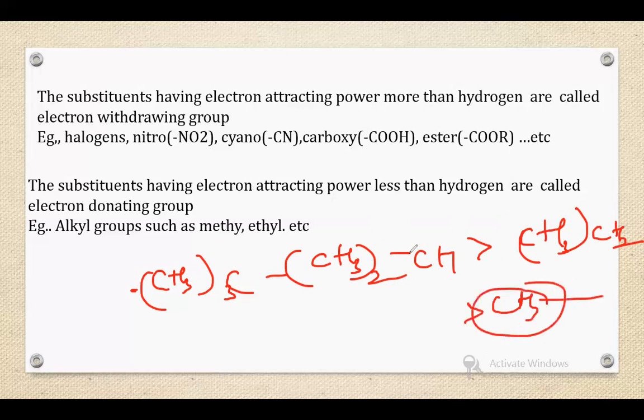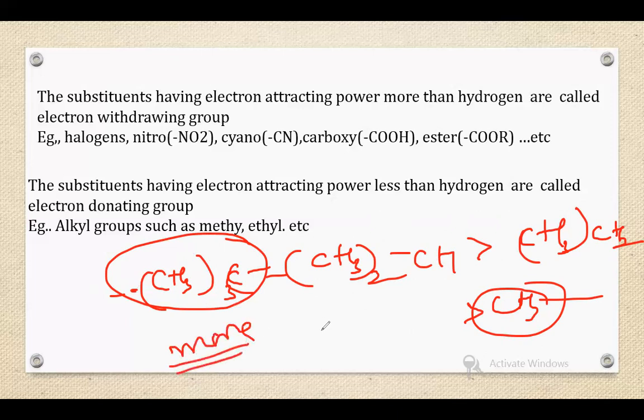From this CH3 and this is CH3 thrice C. So what can it indicate? The more substituted the alkyl group, the stronger is the positive inductive effect. So you need to know the difference between negative inductive effect and positive inductive effect.